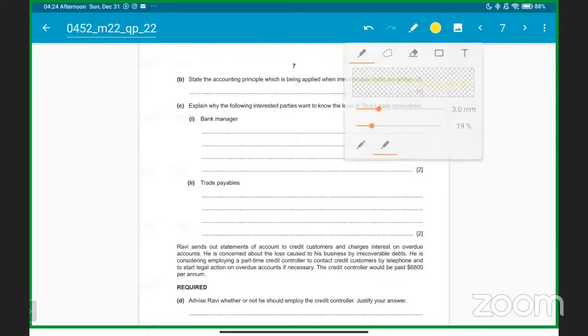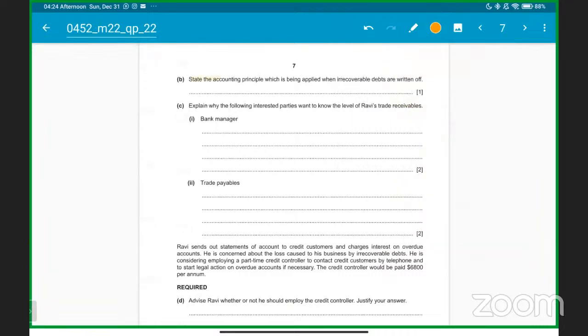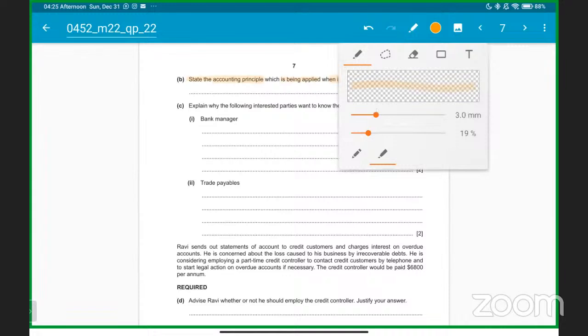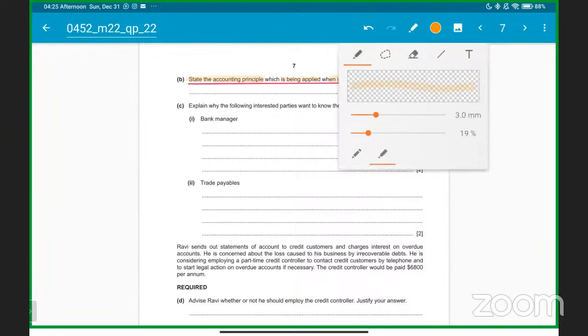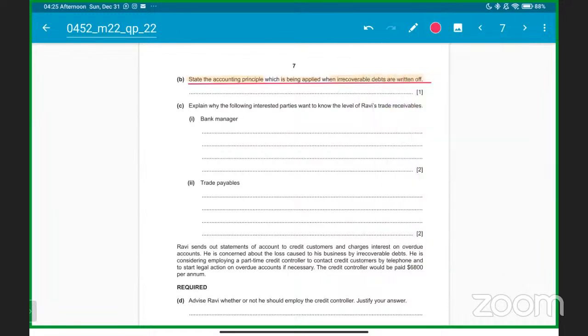Now, these types of questions will always come in. State the accounting principle which is being applied when irrecoverable debts are written off. So we have to state the accounting principle being applied when irrecoverable debts are written off. Let me know which accounting principle it is. Anyone? Any ideas? We have talked about it. Which accounting principle applies when irrecoverable debts are written off?